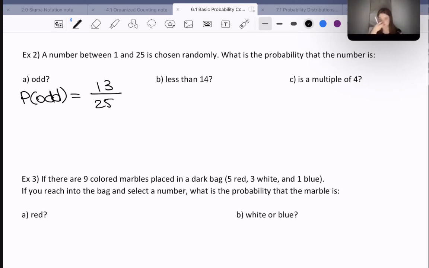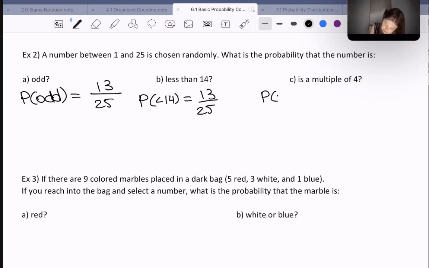How about less than 14? Well, probability of less than 14 would be equal to anything from 1 to 13. So there's 13 possibilities here over the total number of possibilities, which is 25. So actually, probability of the number being odd is the same as the probability of the number being less than 14, because in either case, there's 13 numbers that satisfy the requirements, and the other 12 don't.